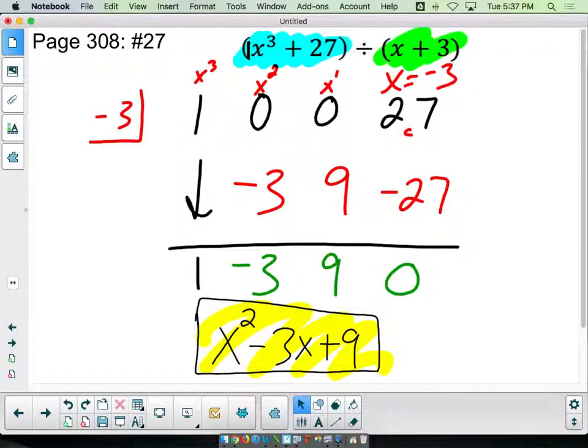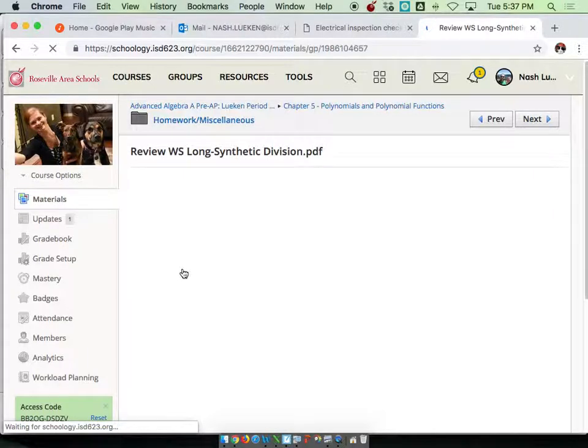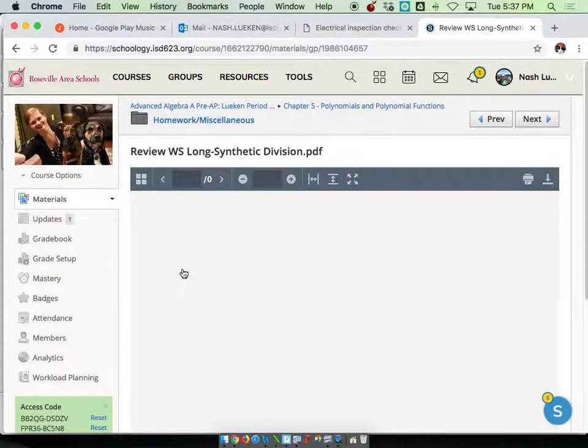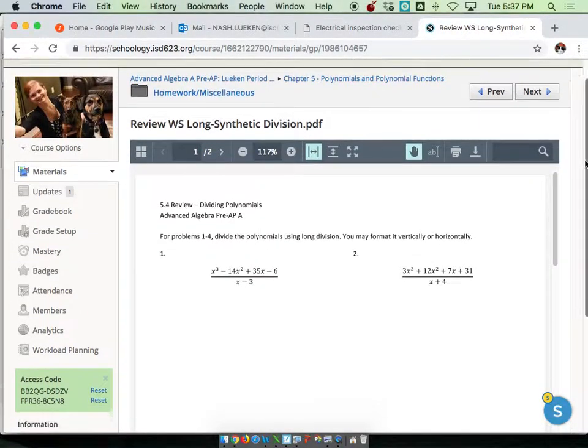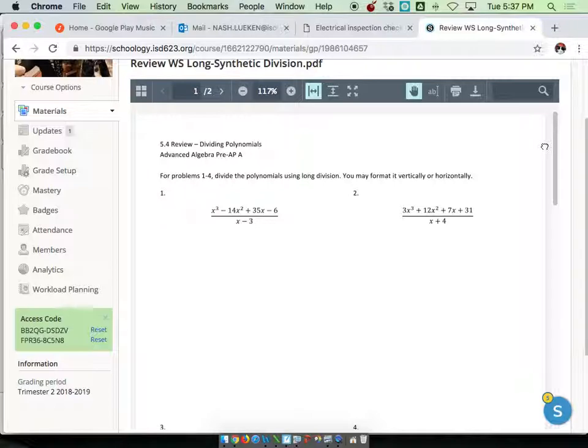So that's the video of how to do this. I will also say that in Schoology, you'll see this PDF that says review long-synthetic division. This is not required, and I will reiterate this in class tomorrow. You do not have to do this worksheet, but if you want extra practice with the long division, there's just 4 of each type of problem on here. Again, not necessary, but just trying to give you as many options as I can. So, until tomorrow.